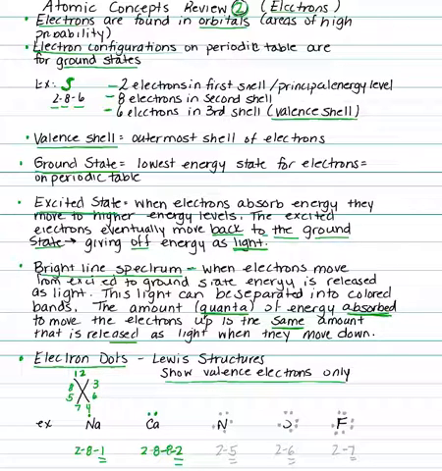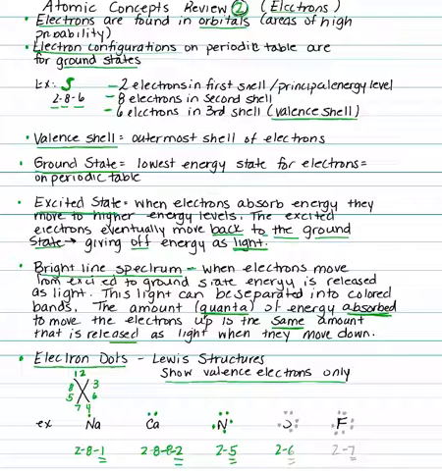Nitrogen has the electron configuration 2, 5. So it has 5 valence electrons, so it gets 5 dots. So now again, remember the first 2 go together, and we spread out 3, 4, and 5.